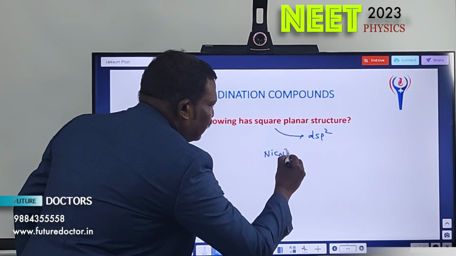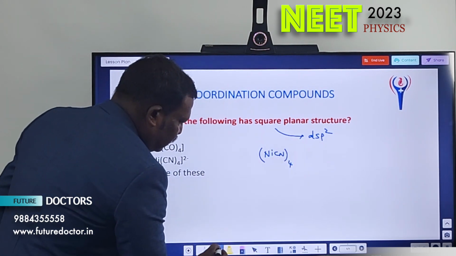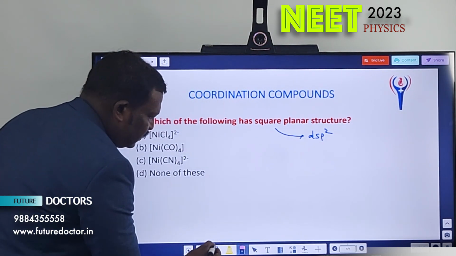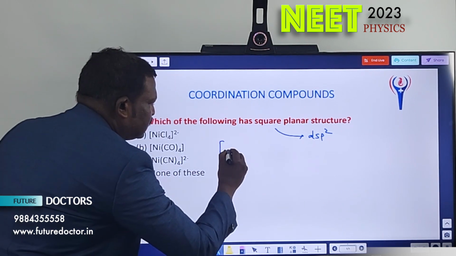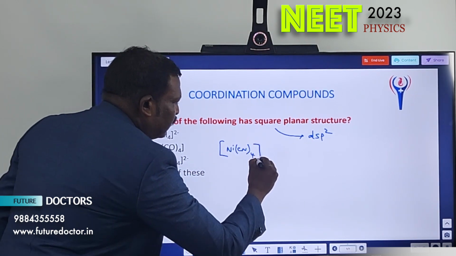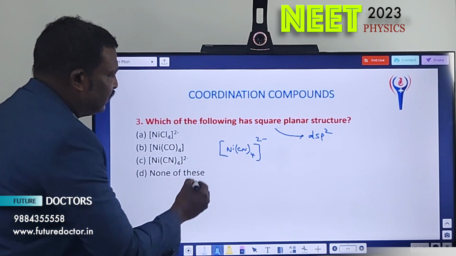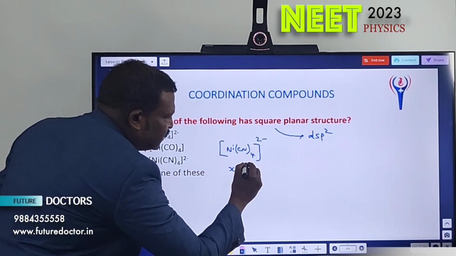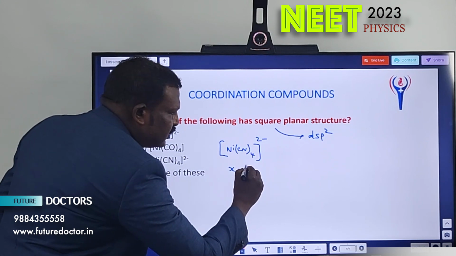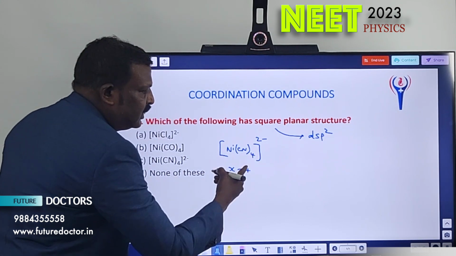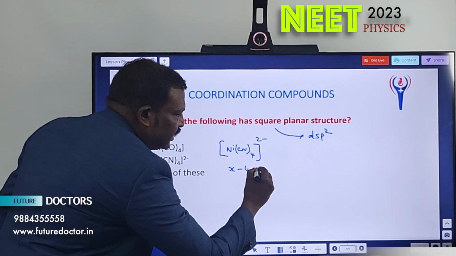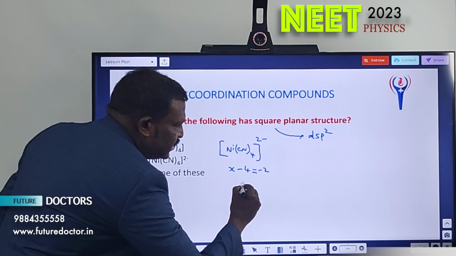Nickel CN4 2 minus, the complex nickel CN4 2 minus, isn't it? First find out the oxidation state for nickel. Here cyanide is a negative ligand, so 1 cyanide is minus 1, 4 cyanides is minus 4, which is equal to what? Minus 2. X is equal to what?